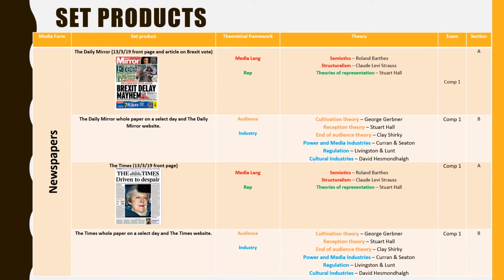We also study newspapers. Again, we look at very specific products. So we look at the 2 front pages that are here, and we learn to analyse those very well. But they could also be an unseen newspaper text that we have to be prepared to analyse there and then.